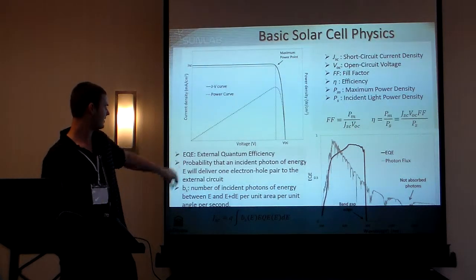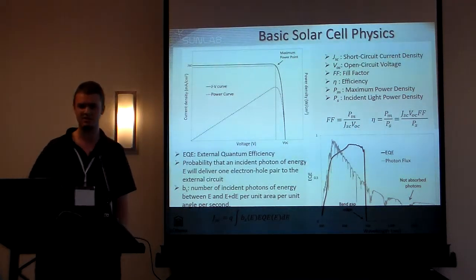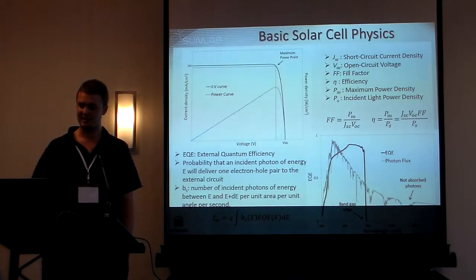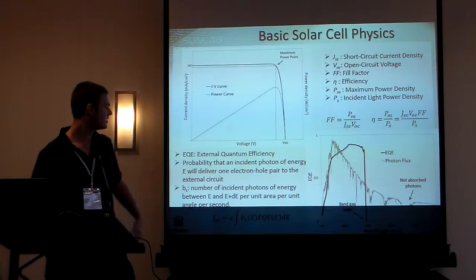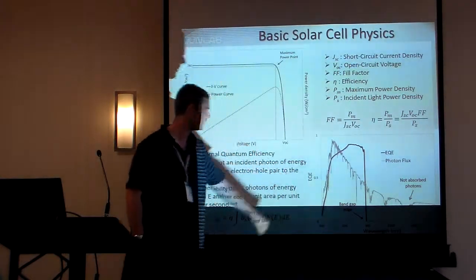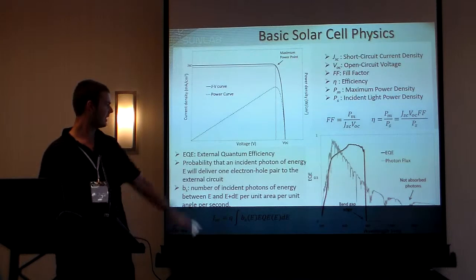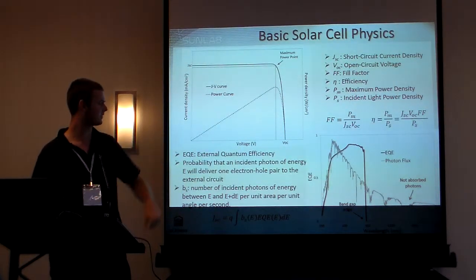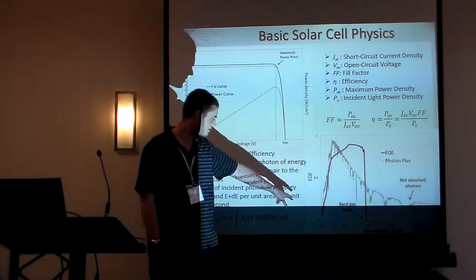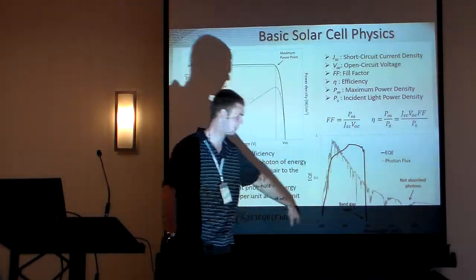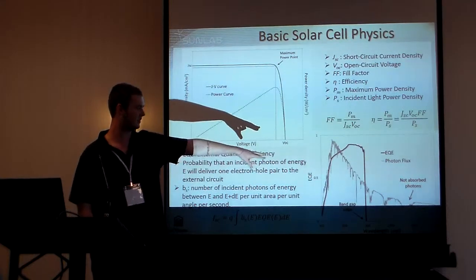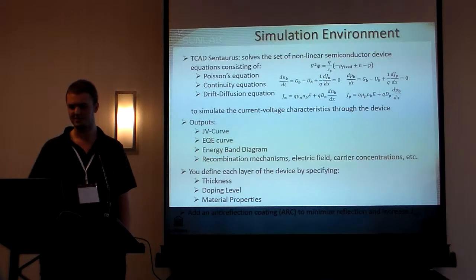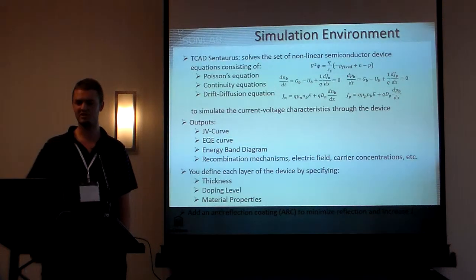We can also define the EQE, which is the external quantum efficiency, which is the probability that an incident photon of energy E will deliver one electron-hole pair to the external circuit. So here we have an EQE curve of a single junction solar cell, and in the background I've put a photon flux curve. So our solar cell will only absorb this range of wavelengths. So as you can see, we have a lot of photons that are not absorbed, which means a lot of energy losses. I'm going to talk quickly about the simulation environment.